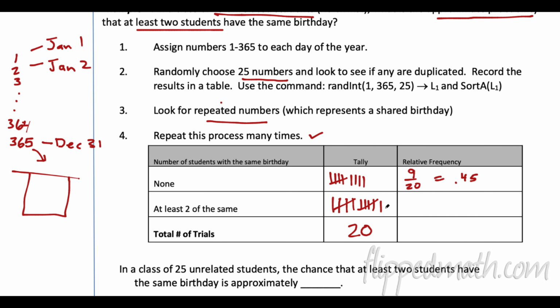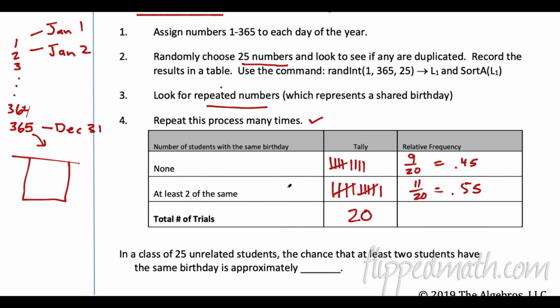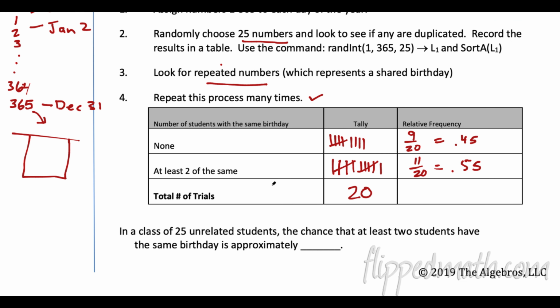At least 2 of the same happened 11 times out of 20. And that was 55% for me. Now, for you, it might be the same, but it might be a little bit different. It all depends on the randomness involved. So this is an experimental probability. It's based off of the experiment. In a class of 25 unrelated students, the chance that at least 2 students have the same birthday is approximately, for me, based on my simulation, 55%.